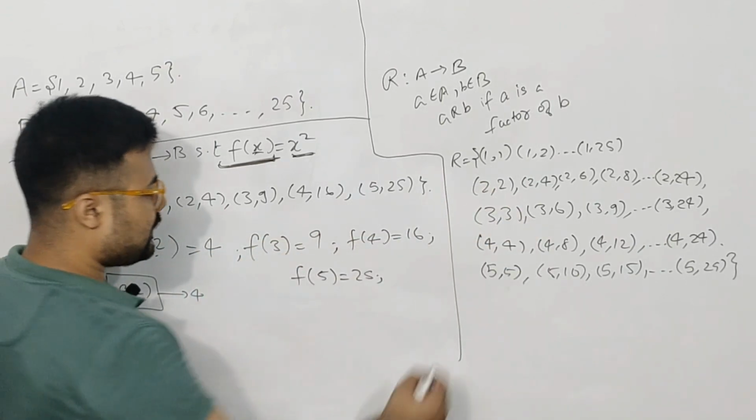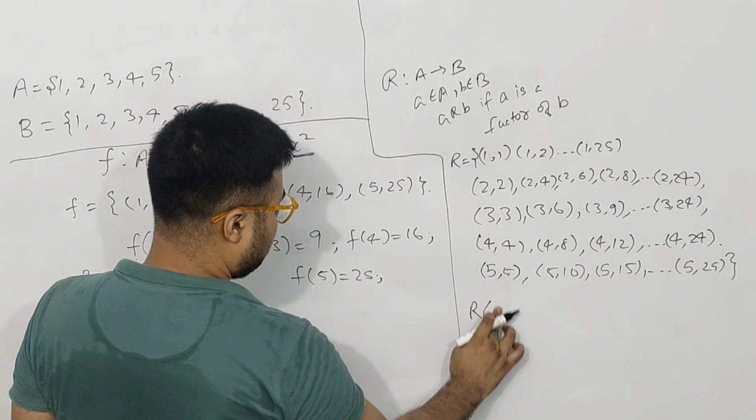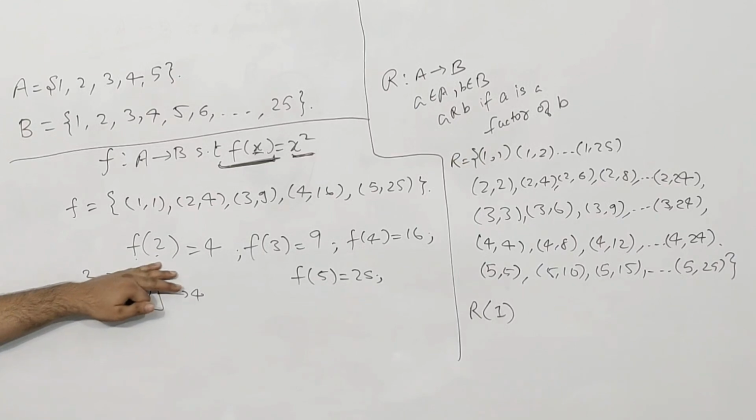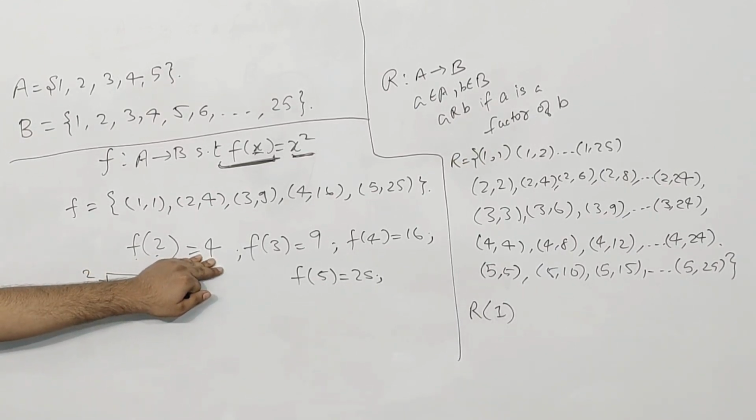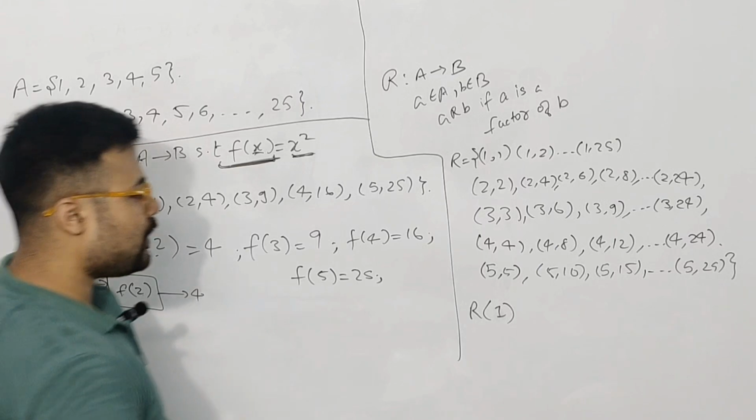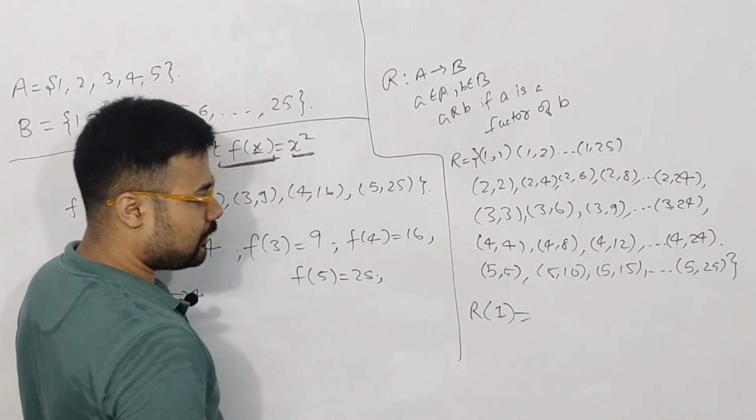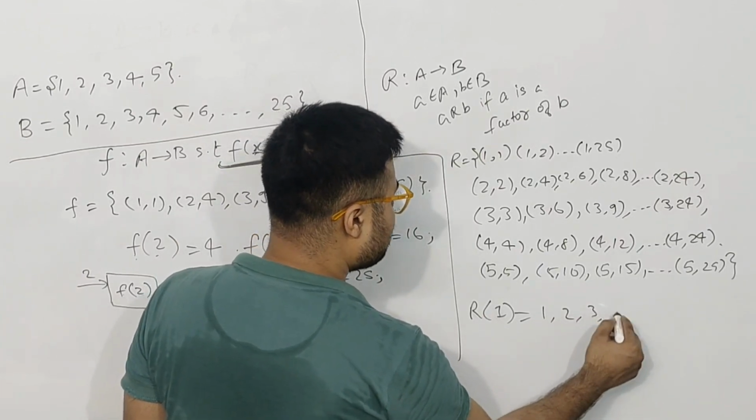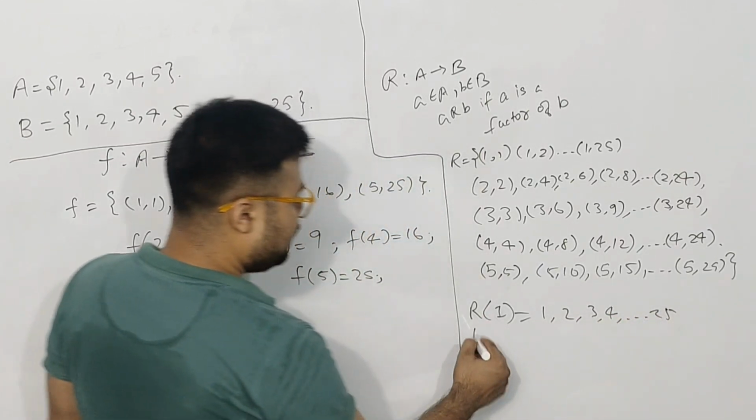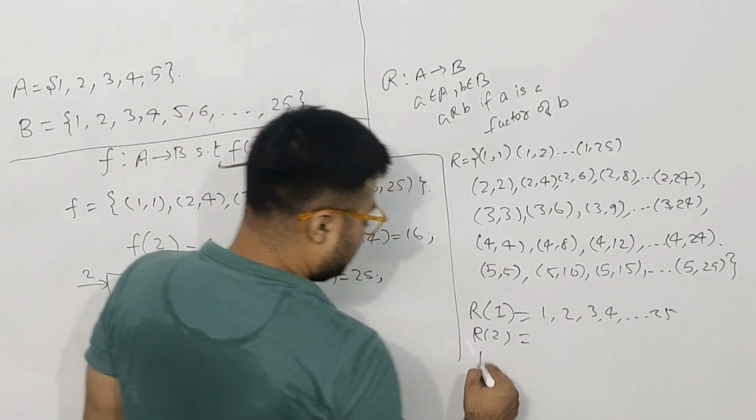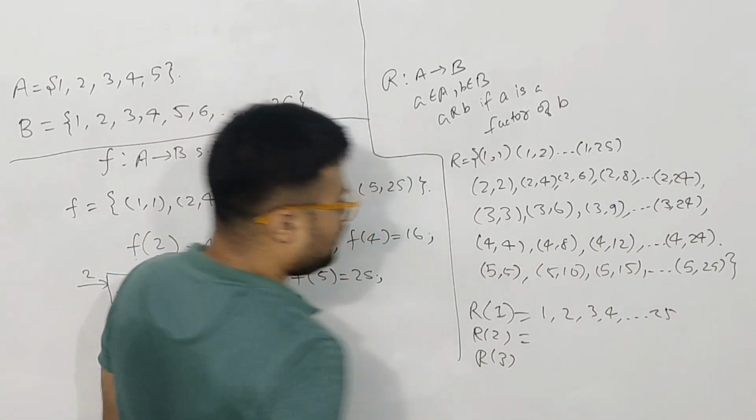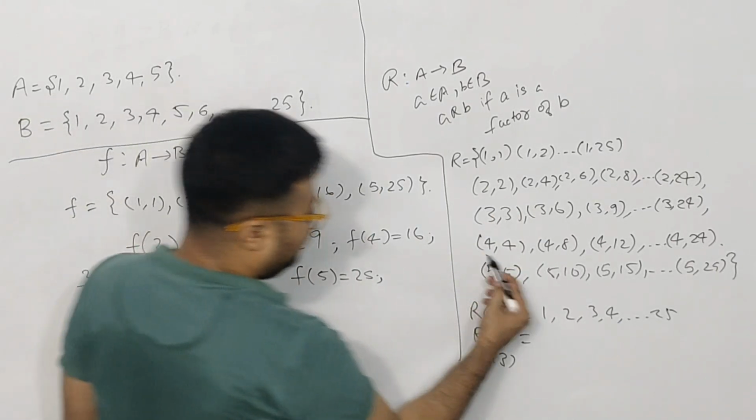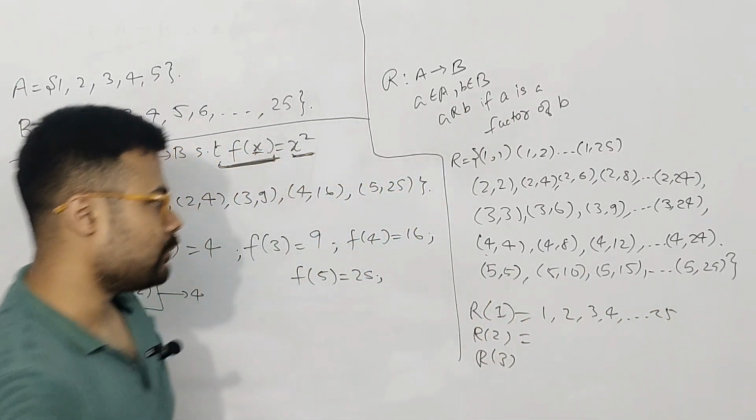Now if I ask you what is R1, just like in a function, for any input that you give you are getting just one output, but here you are not getting just one output. R1 is equal to 1 also, 2 also, 3 also, 4 also, so on, up to 25. Similarly, for R2 you will get more than one output. For R3 you are getting so many outputs, 8 outputs, as 3 goes up to 24. Similarly, for 4 you will get 6 outputs, and for 5 you will get 5 outputs.